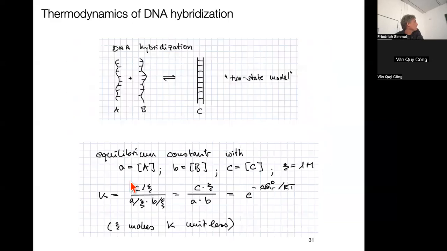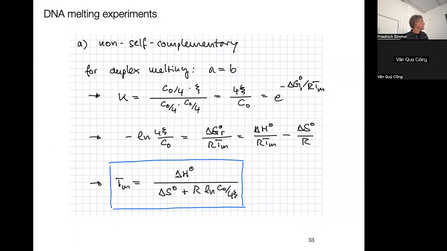Where did I define the psi? Psi is just, again, some reference concentration. You don't have to care about it. It's just a reference concentration to make this dimensionless. In biochemistry books, you will not see this psi because it's understood that this is 1 molar. But as a physicist or mathematician, it hurts when you take the logarithm of something with a unit. Therefore, I have this in here.